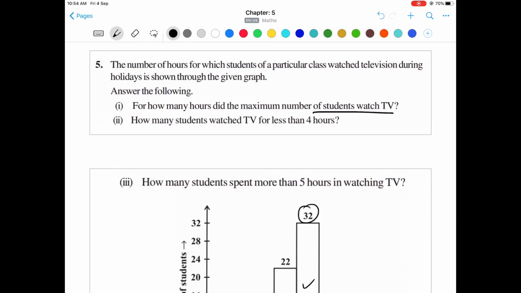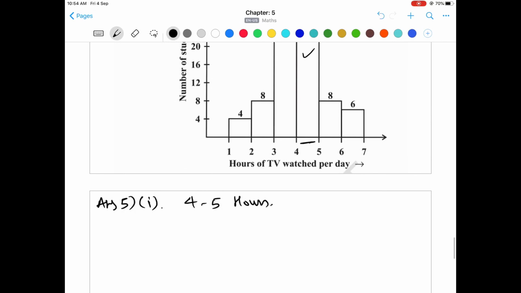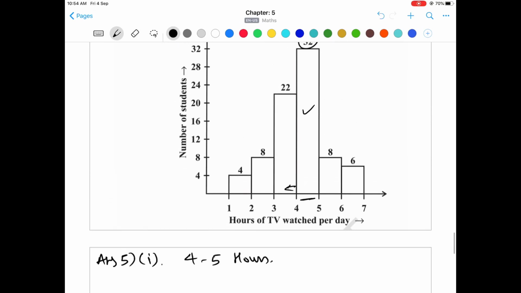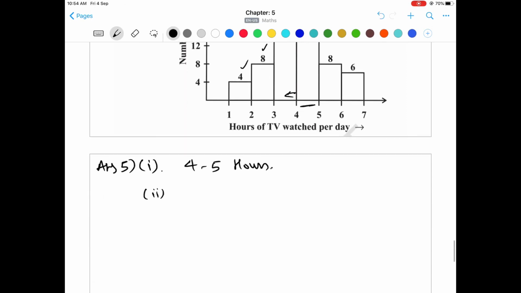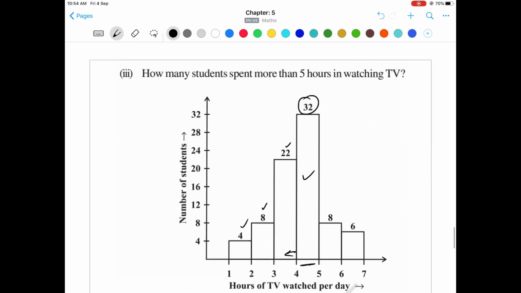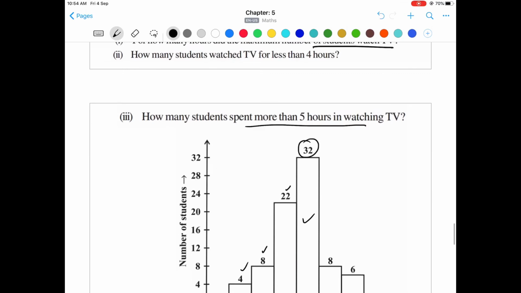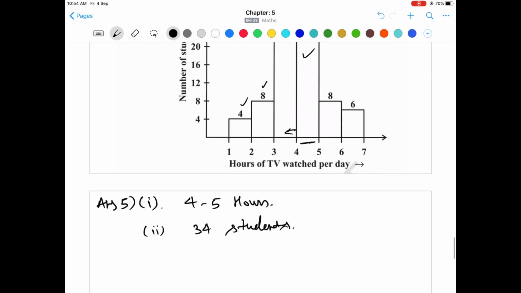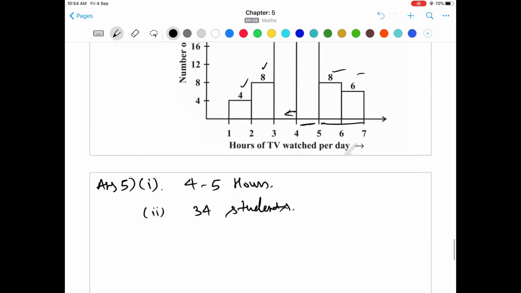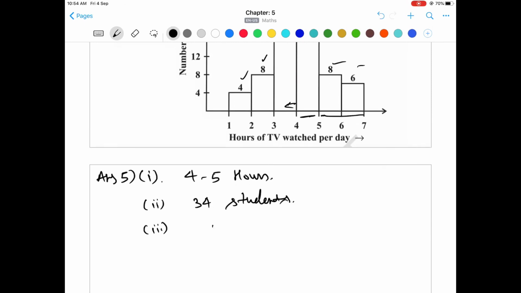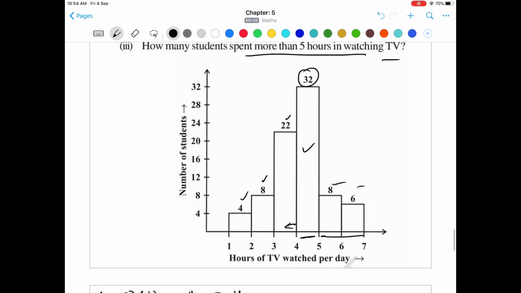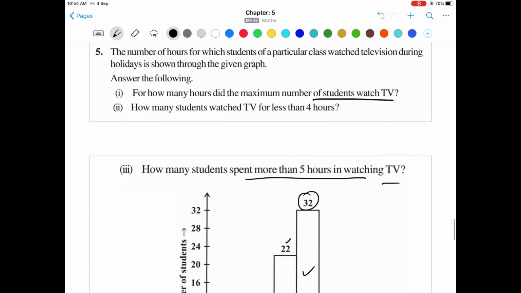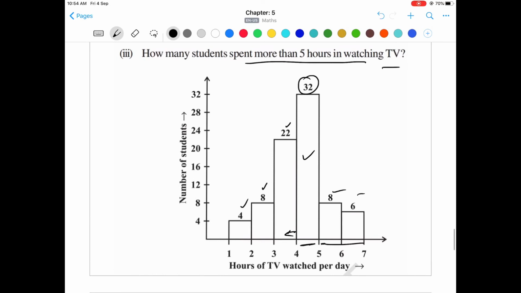Next one is, how many students watch TV for less than 4 hours? Less than 4 hours means the numbers before this line. So 22 plus 8 is 30, 30 plus 4 is 34. Answer is 34 students. And the third is, how many students spend more than 5 hours watching TV? More than 5 means beyond this point. So we have 8 plus 6, which is 14 students. Okay, so that's how we can answer question number 5 by reading the data from this histogram.